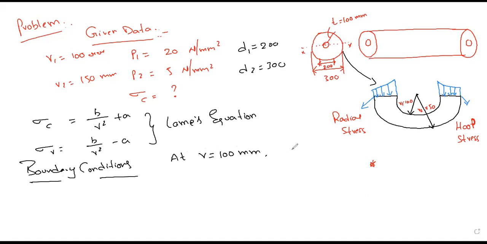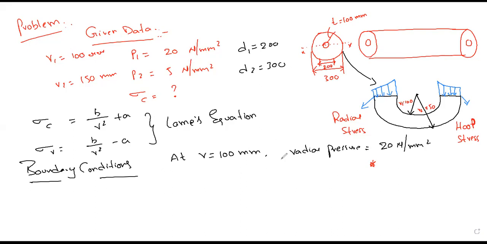What is your pressure? What is your radial pressure when R is equal to 100 mm? Where is R equal to 100, internal or external? Internally. So when 100 mm is internal, what pressure do I have to take, P1 or P2? P1, sir. How much is P1? 20 Newton per mm square.